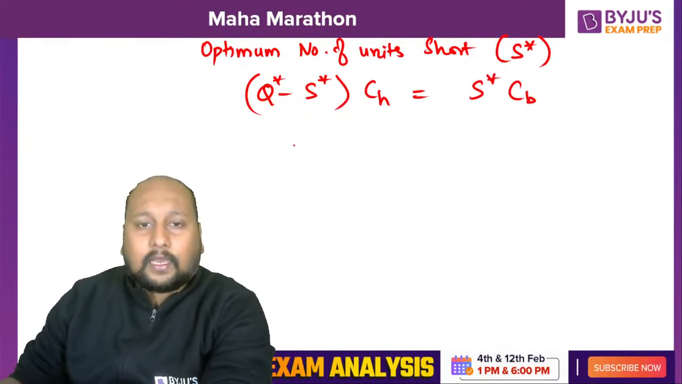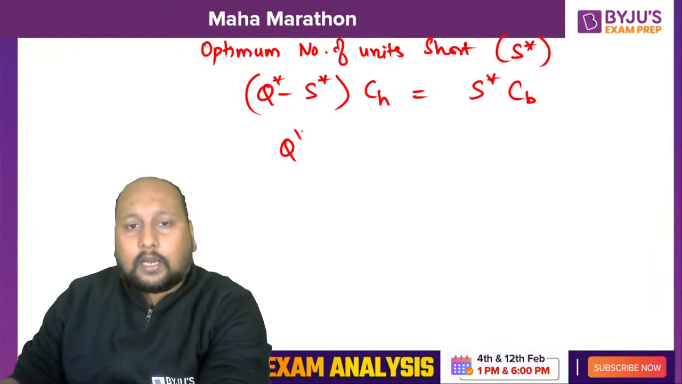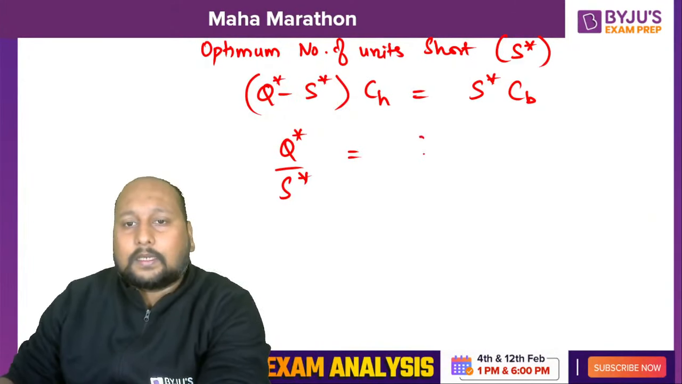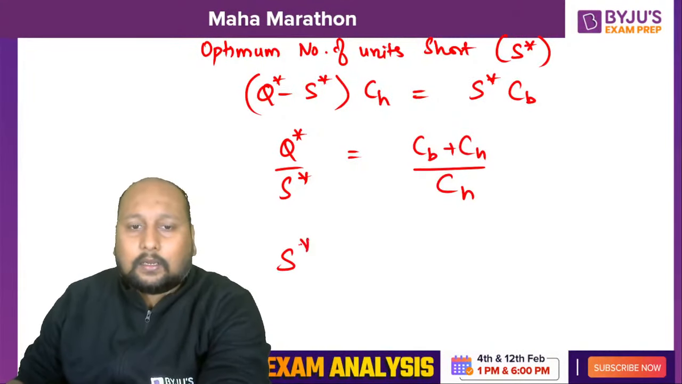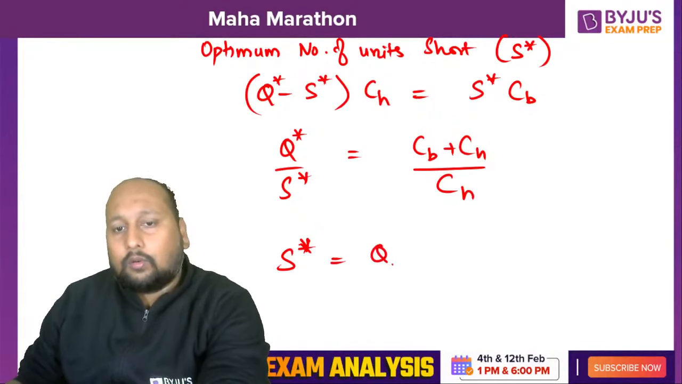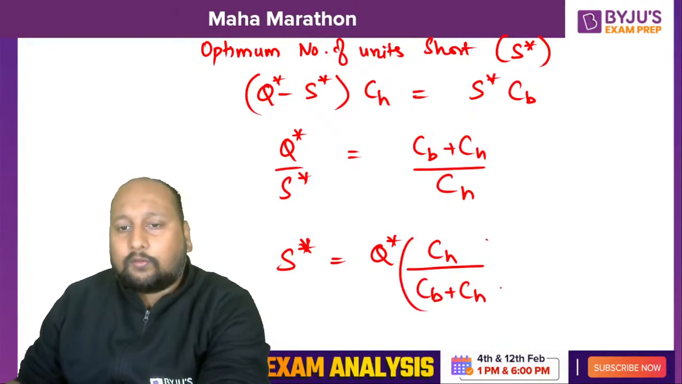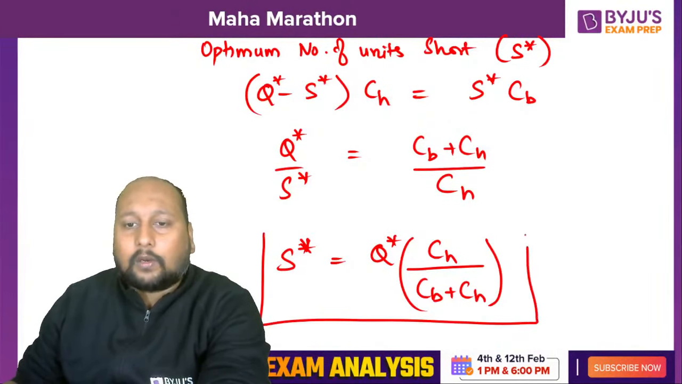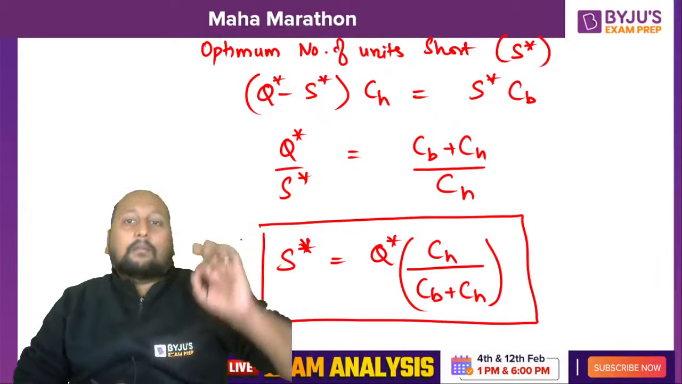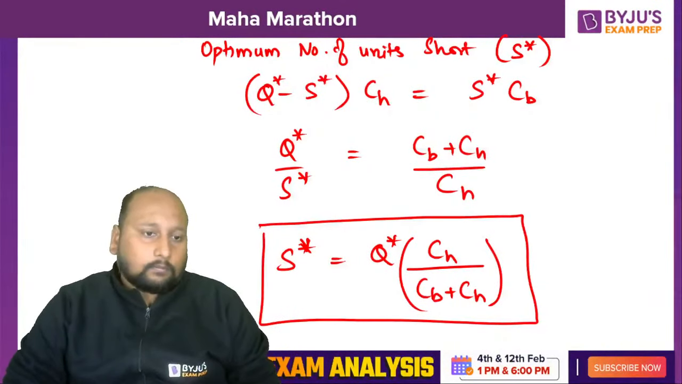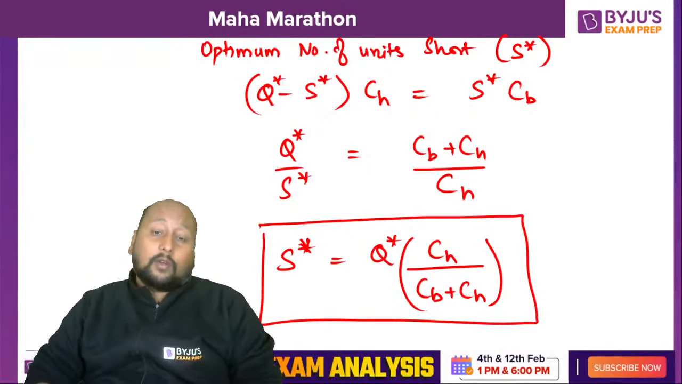So from here I can say Q star by S star is equal to (CB plus CH) by CH. So I can say S star is equal to Q star into CH by (CB plus CH). So by using this formulation, I can calculate what is the optimum number of units being short.